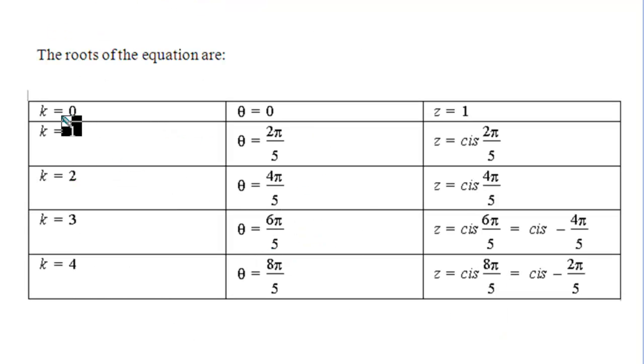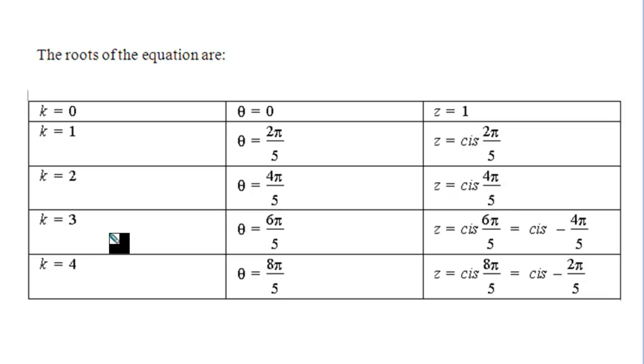Now, if k is equal to 0, theta is equal to 0. If theta is equal to 0, we know z is equal to 1, or cis of 0, if we want to put it that way. We know that we're going to get a root at 1. If k is equal to 1, then theta would be 2 pi over 5, and z would be equal to cis of 2 pi over 5. So there's another root. K is equal to 2, we get 4 pi over 5, which means the complex number would be cis of 4 pi over 5.